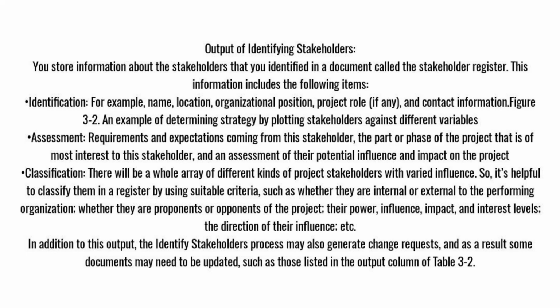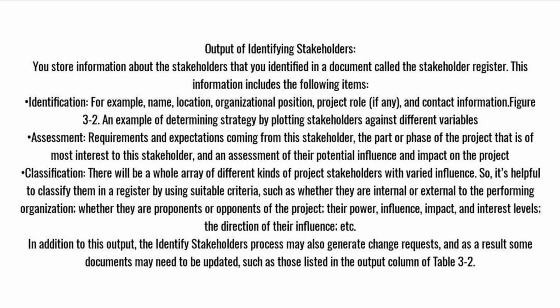Output of identifying stakeholders. You store information about the stakeholders that you identified in a document called the stakeholder register. This information includes the following items. Identification, for example, name, location, organizational position, project role, if any, and contact information. Figure 3-2. An example of determining strategy by plotting stakeholders against different variables. Assessment, requirements and expectations coming from the stakeholder, the part or phase of the project that is of most interest to this stakeholder, and an assessment of their potential influence and impact on the project.